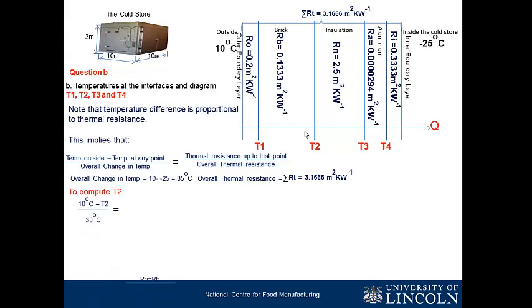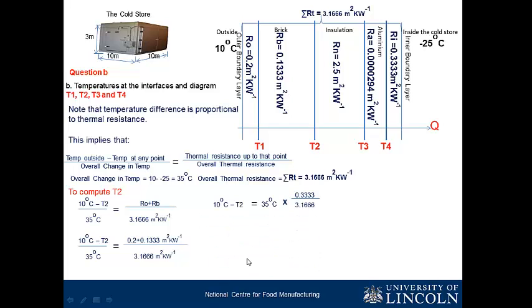To compute T2, same procedure. So R0 now, because we want to find T2, is 10, the temperature outside is T10, it does not change. Then the temperature at any point is T2, and the overall change in temperature is this 35. Then our thermal resistance up to that point, T2, will now be R0 plus RB, which is 0.2 plus 0.133. Follow the same process. You get your T2 to be 6.3161.